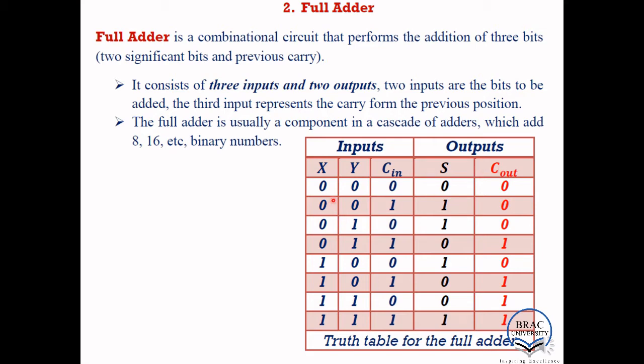If we have 0 0 0, then sum is 0, carry is 0. 0 0 1, sum is 1, carry is 0. Similarly 0 1 0, sum 1, carry 0. 0 1 1 becomes 1 0, sum 0, carry 1. 1 0 0 gives sum 1, carry 0. Then 1 0 1, 1 plus 1, sum 0, carry 1. 1 1 0, sum 0, carry 1. And 1 1 1 is 3, that means 1 plus 1 is 10, 10 plus 1 is 11, so sum 1 and carry 1. This is the truth table for the full adder.